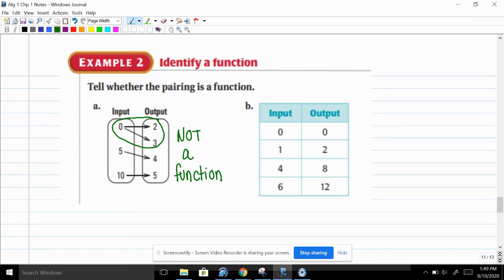Let's take a look at this input-output table. If I was to turn this table into a map, 0 is being mapped to 0, 1 is being mapped to 2, 4 is being mapped to 8, and 6 is being mapped to 12. That's as one-to-one as they get. This is a function.